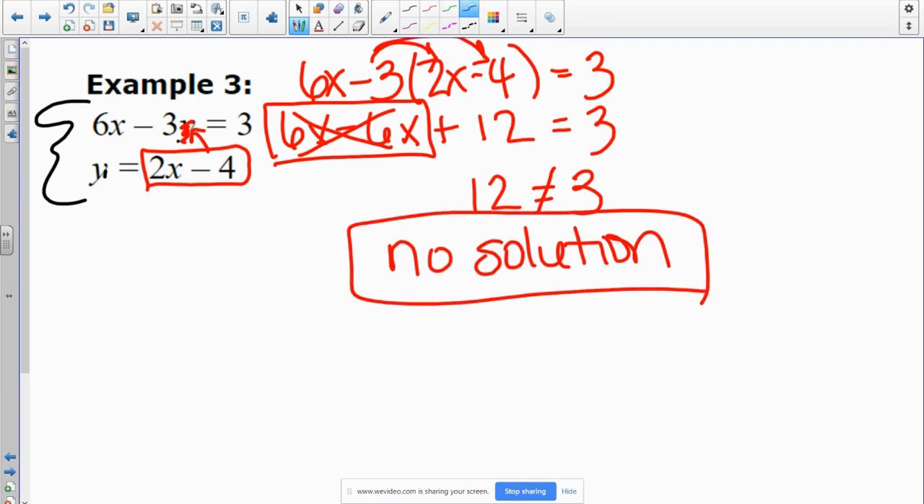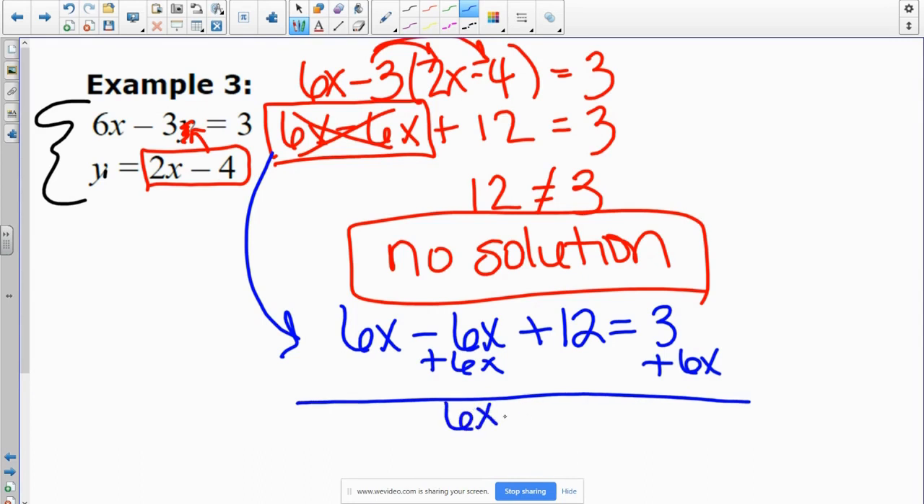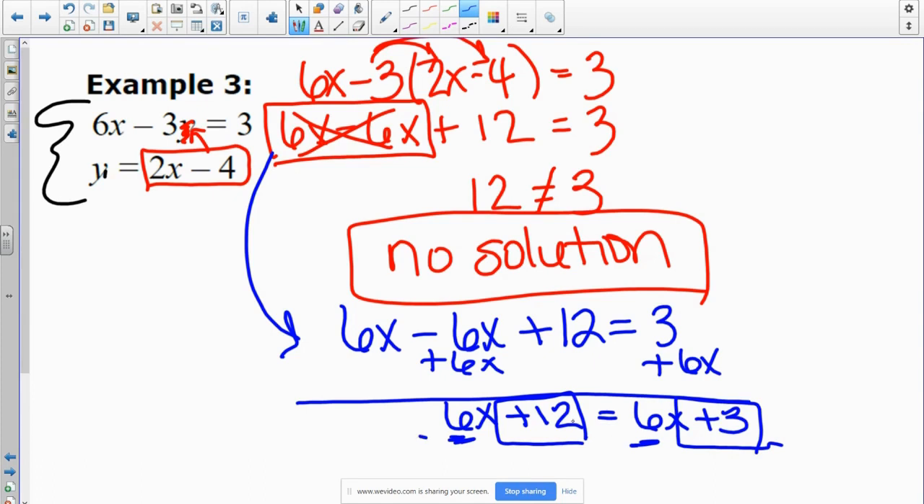The other way I could show it to you, I'll go back up here. We'll start at this step: 6x minus 6x plus 12 equals 3. We can go back into what we looked at in EE7 in the last learning target. If I add 6x to both sides, then I end up with 6x on this side plus 12, and 6x plus 3 over here. If we remember back then, if the coefficients are the same, in this case they're both 6, but the constants are different, we know it's no solution. So that's another way to look at it: you can move one of those variables over to the other side and notice that they're the same and they have different constants, so we know it's no solution.